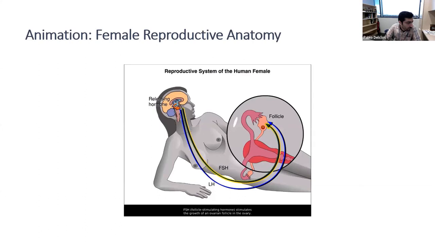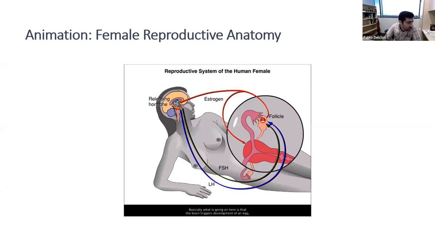FSH, follicle stimulating hormone, stimulates the growth of an ovarian follicle in the ovary. The follicle consists of a developing egg cell surrounded by cells that nourish and protect it. The developing follicle begins secreting estrogen, a female sex hormone. Estrogen shapes development of the female reproductive system and female secondary sex characteristics such as broad hips and development of the breasts. Its immediate role is to stimulate regrowth of the lining of the uterus in preparation for possible pregnancy. Low levels of estrogen also exert negative feedback on the hypothalamus, keeping blood levels of FSH and LH relatively low.